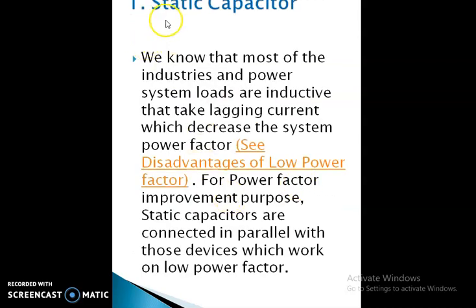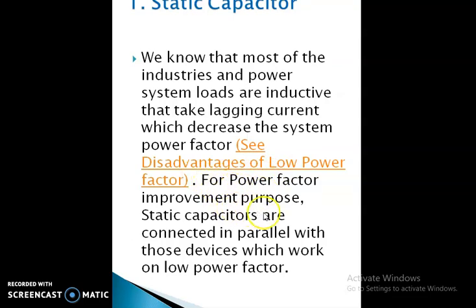First, we come to using static capacitors. We know that in most of the industries and power systems, loads are inductive, which take lagging current, which decreases the system power factor. See the advantage of high power factor and the disadvantage of low power factor.